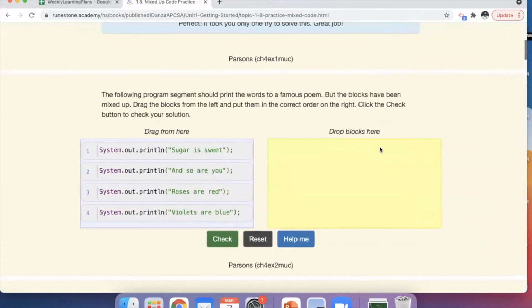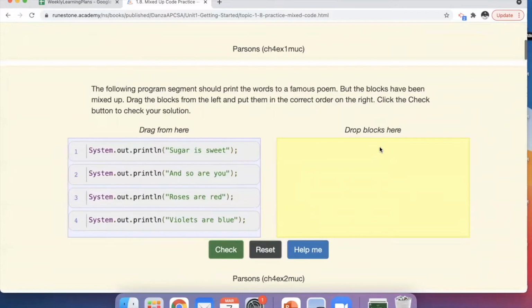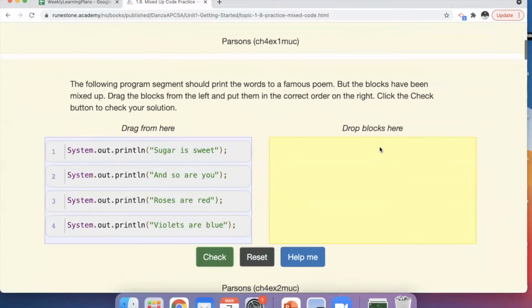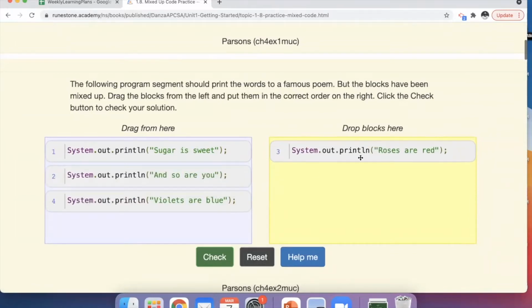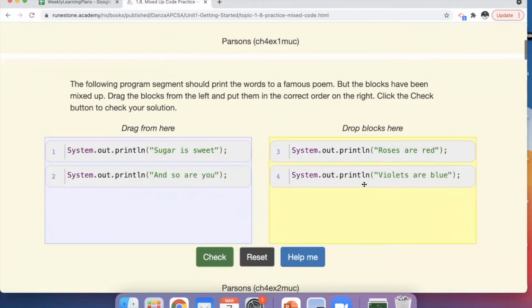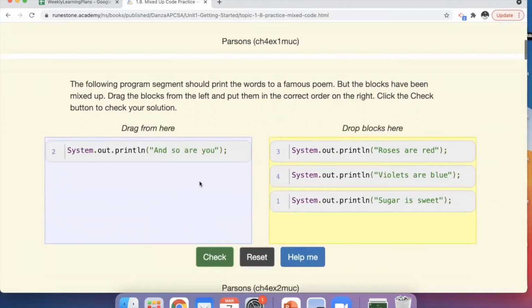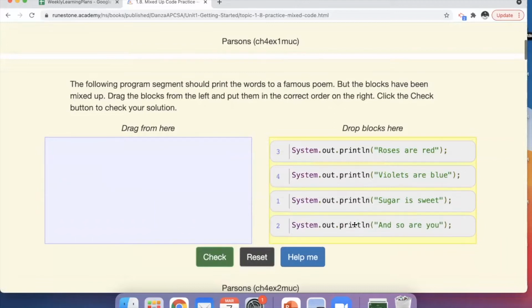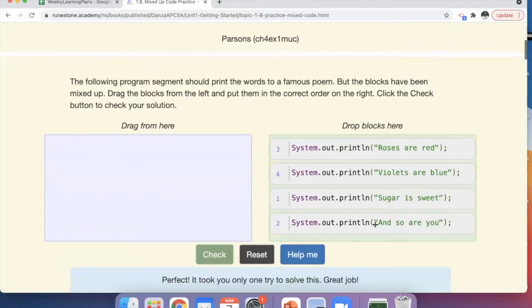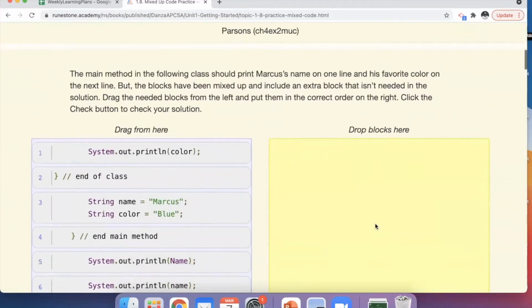It says the following program segment should print the words to a famous poem, but the blocks have been mixed up. Drag the blocks from left to right in the correct order. Okay. This one seems easy. Roses are red, violets are blue. This is just printing out. This one's incredibly easy, right? Roses are red, violets are blue, sugar is sweet, and so are you. Check. All right. That was an easy one.